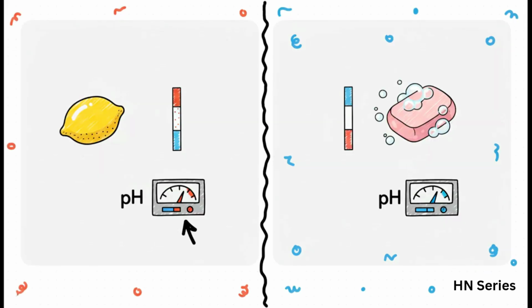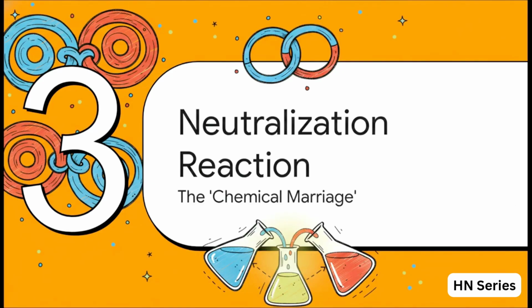So let's just put it all side by side. Taste, sour versus bitter. Touch, nothing specific versus slippery. Litmus test, blue to red versus red to blue. And the pH scale, below 7 versus above 7. I mean, they are perfect chemical opposites, right down the line. So, the big question is, what happens when these two total opposites finally meet? You might expect a big fight, right? But actually, something much more interesting happens.